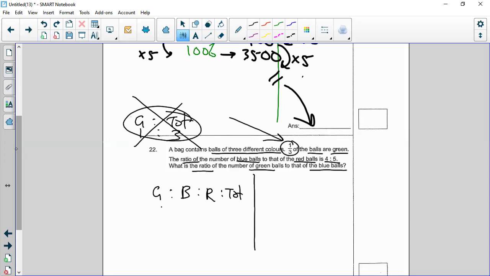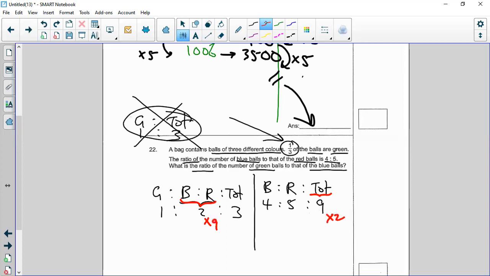So the green is 1 and the total balls is 3. And the blue and the red must be 2. And the ratio of the blue to the red is 4:5. You can add them together and put the total there, that is 9. Once you have these two ratios, you can compare. How do you compare? You can see the blue and the red, and the total blue and the red, same color but different numbers. So can you make them equal?